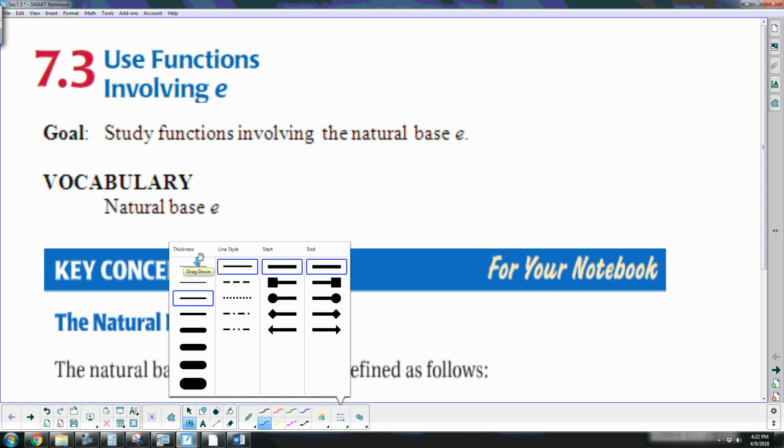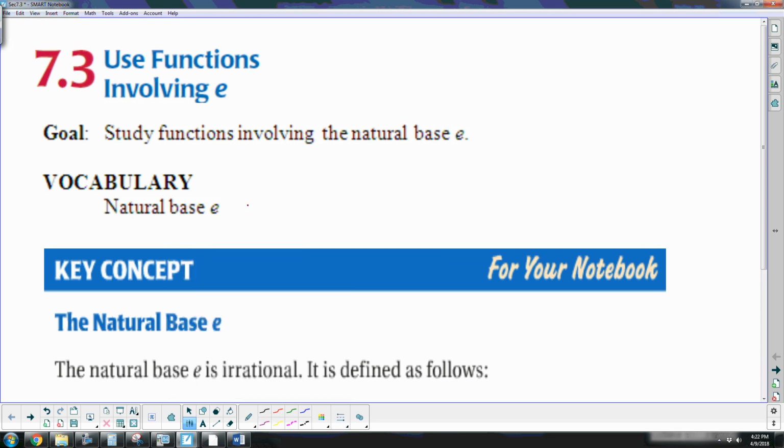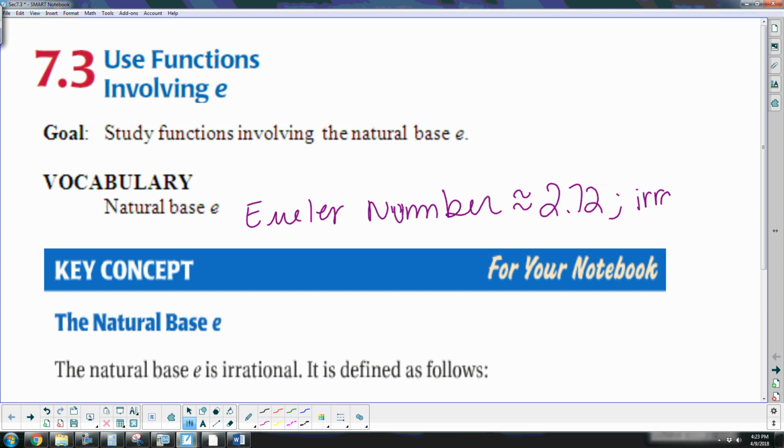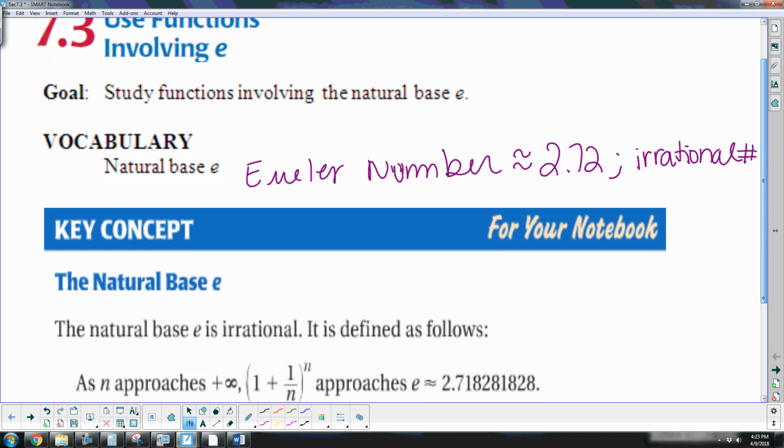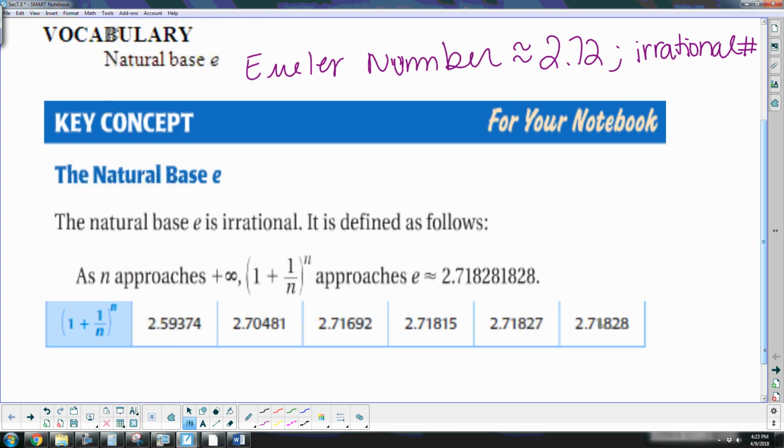And again, it's a constant term. It's not a variable. It actually has a value. And it's approximately equal to 2.72. Like pi, it's also irrational. And it's referred to as the natural base.